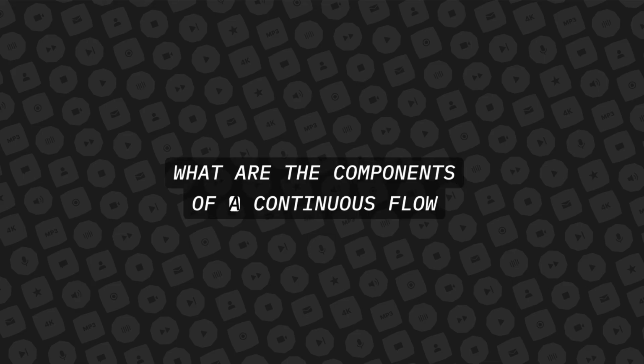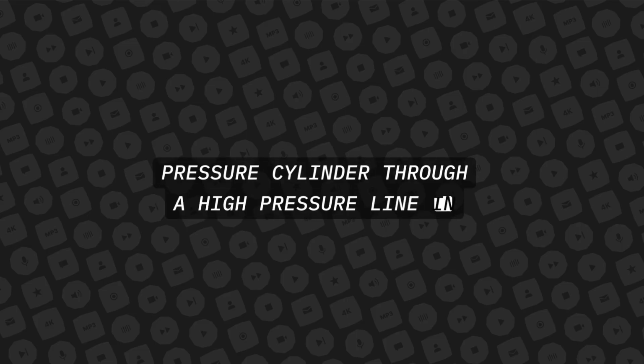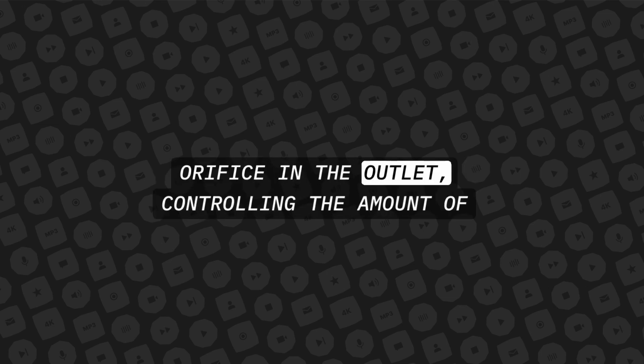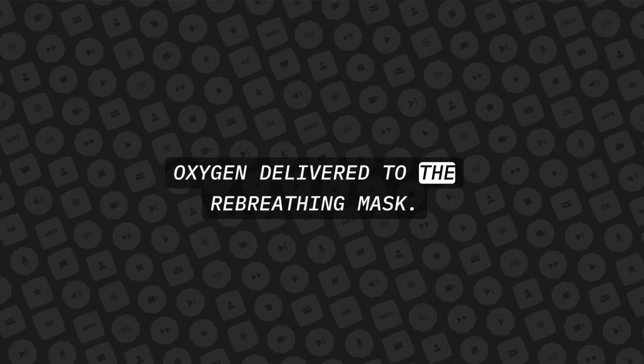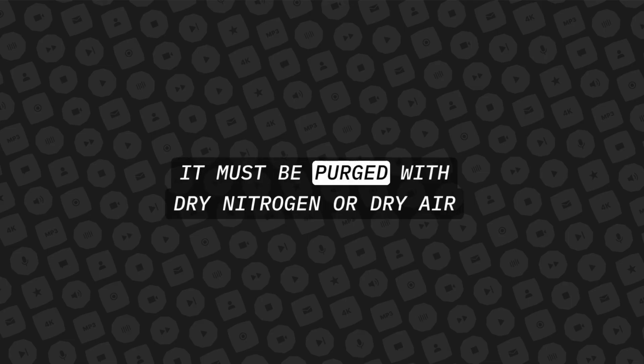What are the components of a continuous flow oxygen system? Oxygen will flow continuously from a high pressure cylinder through a high pressure line to the pressure regulating reducing valve. The oxygen will then flow through a calibrated orifice in the outlet, controlling the amount of oxygen delivered to the rebreathing mask. What must be done if an oxygen system has been depleted and not recharged within 2 hours? It must be purged with dry nitrogen or dry air and oxygen.